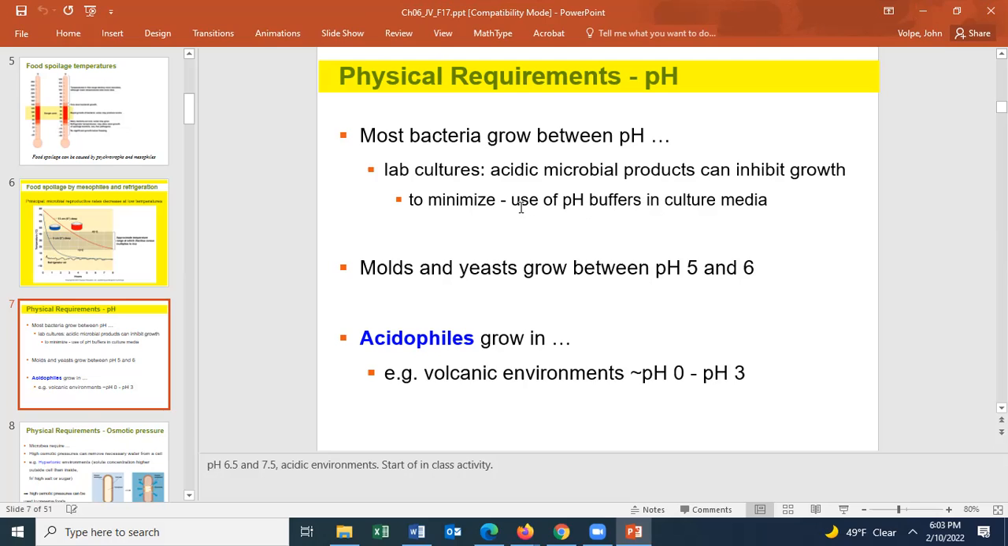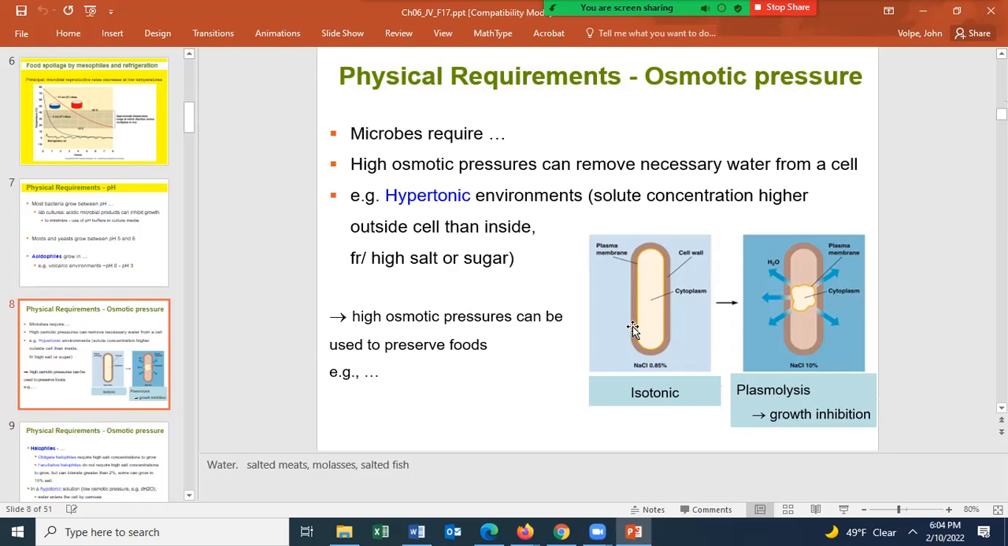Molds and yeast grow best in slightly acid conditions between pH 5 and 6. But acidophiles can grow in acid environments, like volcanic environments between pH 0 and pH 3. As you know, the stomach is between pH 1 and pH 2, and acidophiles can grow in your stomach. So acidophiles are bacteria that love acid environments.